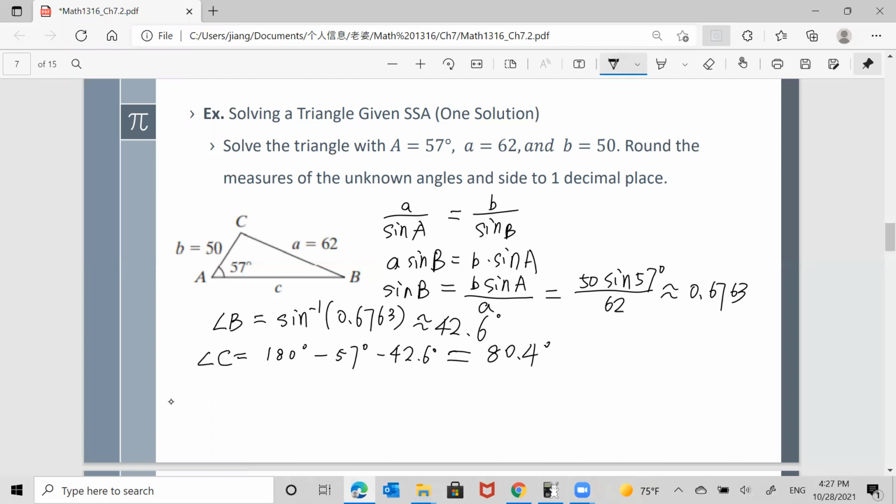Yes, of course, because we have A and sine A. So we use a over sine A equals c over sine C. That means the lowercase c equals a times sine C over sine A. And plug in a, sine C, and sine A. a is 62. Sine C is sine 80.4 degrees. And sine A is sine 57 degrees.